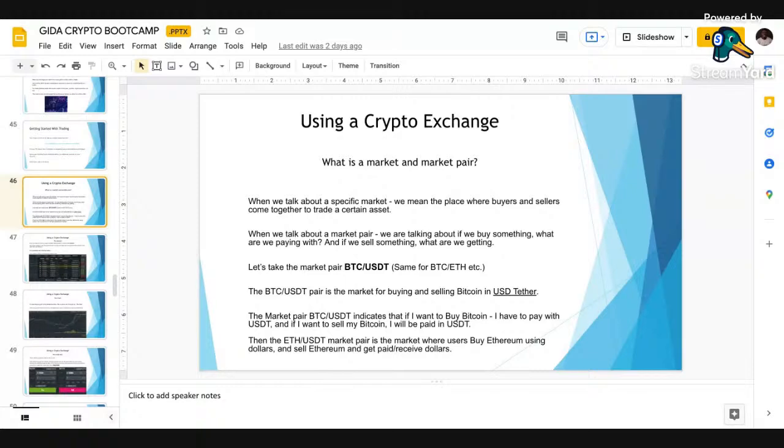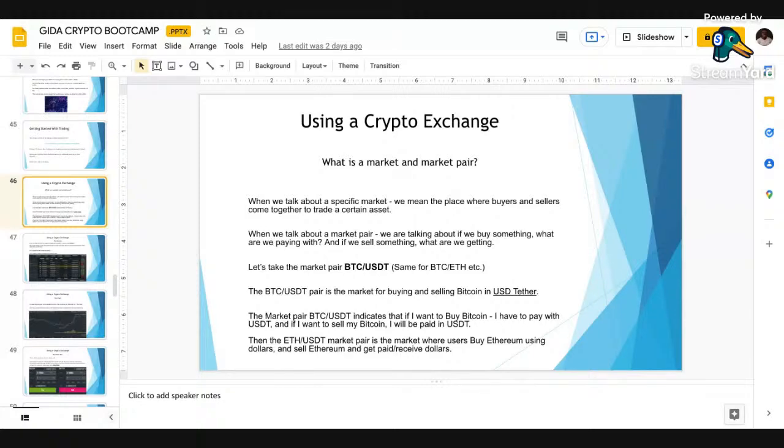It means that the BTC/USDT pair is the market pair for buying and selling Bitcoin in USDT. Do you understand? So the market pair BTC/USDT indicates that if I want to buy Bitcoin, I have to pay with what? USDT. And if I want to sell my Bitcoin, I will be paid in what? USDT. That is exactly what it means. It means you can buy Bitcoin with dollars and you can sell your Bitcoin for dollars.